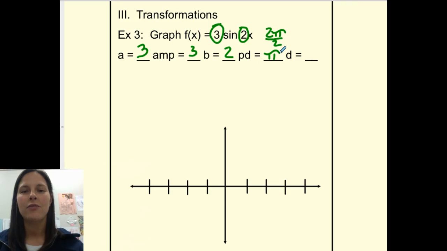D is a vertical shift. If we're adding or subtracting anything to the end of the function, in this case we are not, so we do not have a vertical shift.